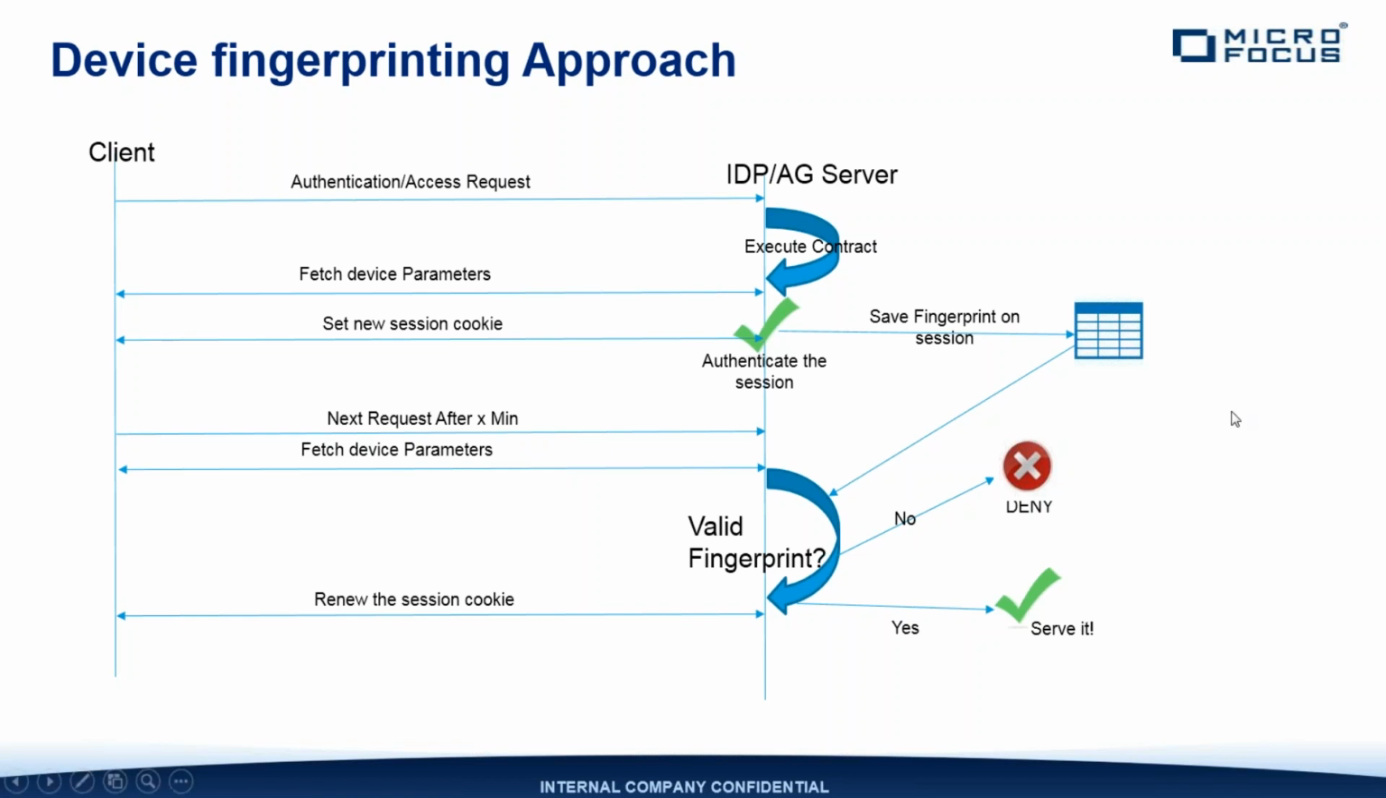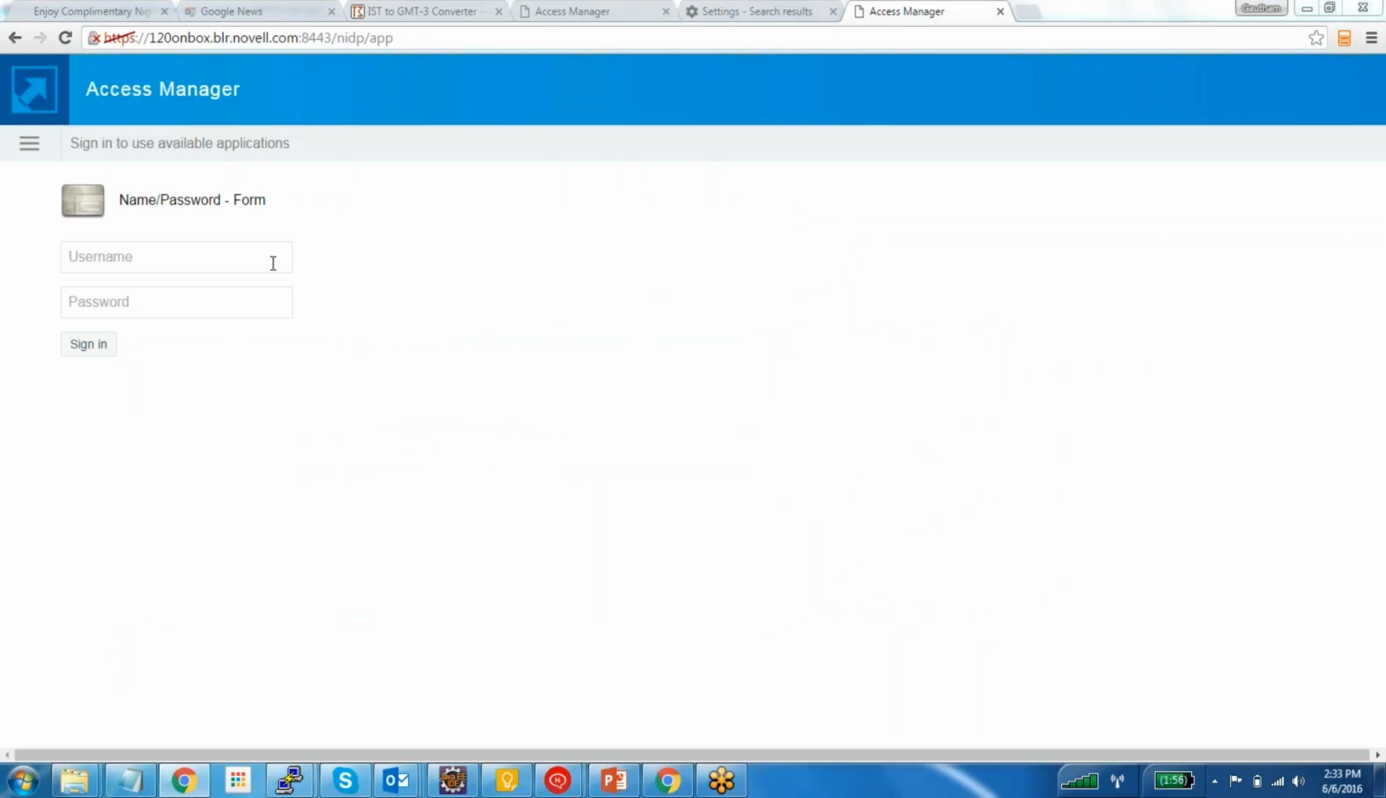Okay, having said that, I would move on to the demo. This is the Access Manager 4.3 login page. When I access it, it's asking for my credentials. So let me provide the username and password. Hope I provided it right.